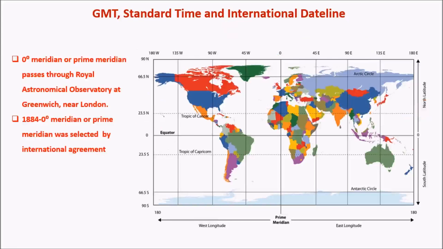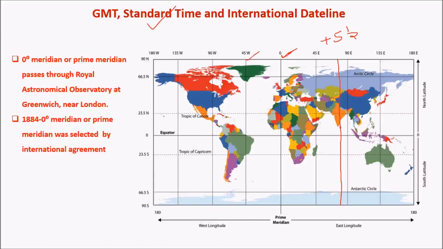Now let us look at standard time. Each country has its own standard time zone. For example, India has its standard time zone at 82.5 degrees east longitude, that is it is 5.5 hours ahead of GMT, that is plus 5 hours 30 minutes ahead of GMT. And England has its standard time zone along the prime meridian. Likewise, other countries like Brazil would have their time zone along 45 degrees west.